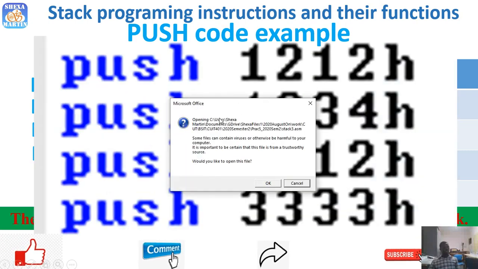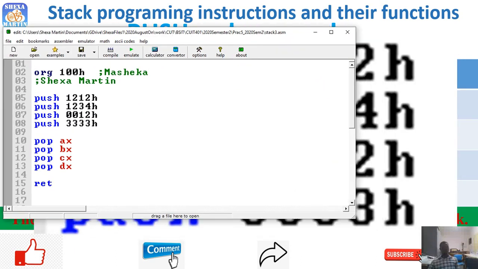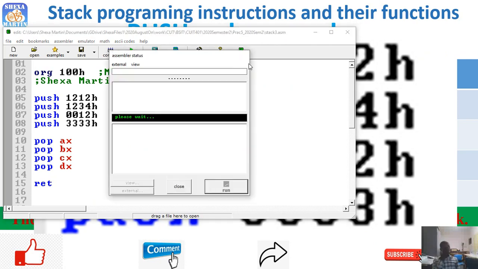We have talked about it, and I just want to show you what I was talking about in terms of how the stack grows. So here we go, just wait for some seconds as it opens.